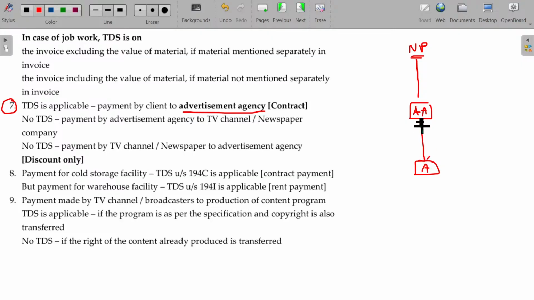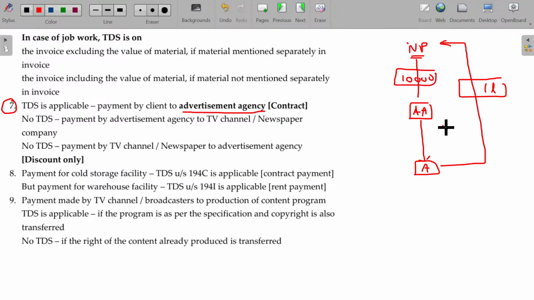Advertisers get connected through the advertising agency, and A makes the payment to the newspaper for the advertisement done by A in this newspaper. This value may be 1 lakh. On this, the newspaper releases 10,000 rupees as commission to AA, the advertising agency. Is that okay? Clear?